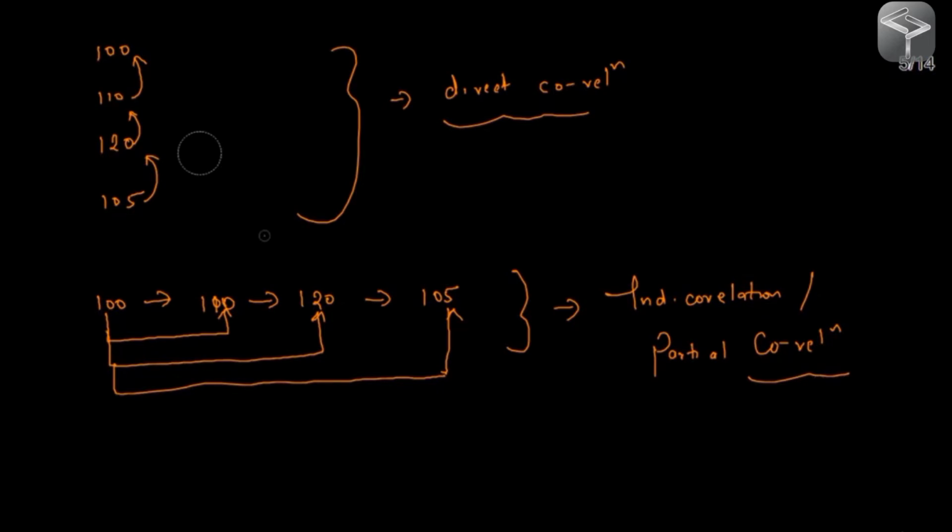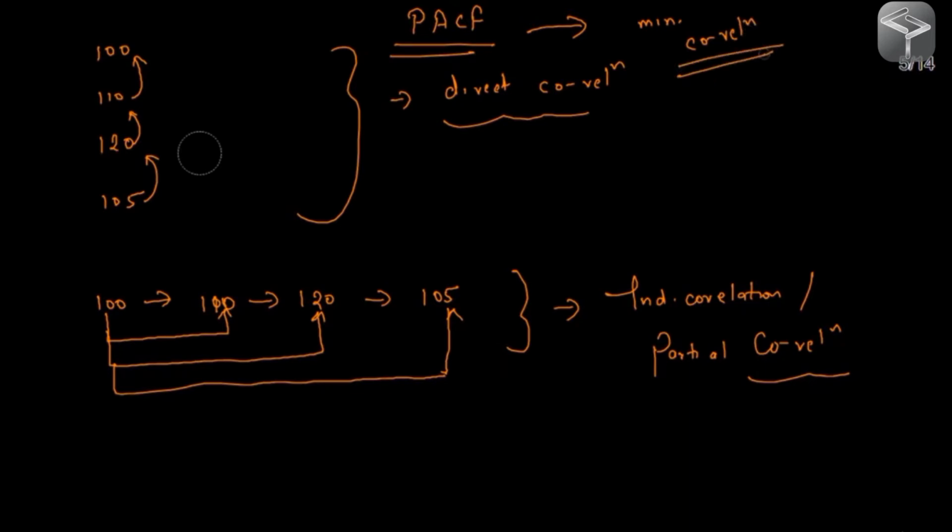It means 100 is affecting this 110, as well as 100 is also affecting this 120 as well as this 105 data point. It means each and every data point is correlated with each other, and we need to minimize the effect of this type of partial correlation in this time series data. So what is the main goal of PACF as well as ACF? The main goal of both these fancy terms is that they have to minimize the correlation in the data.